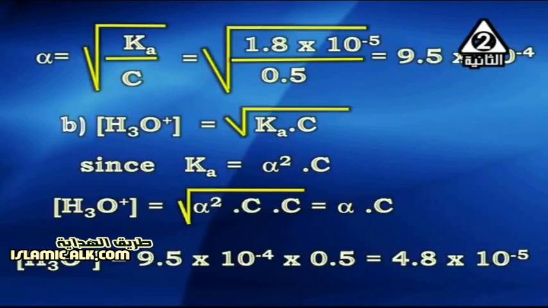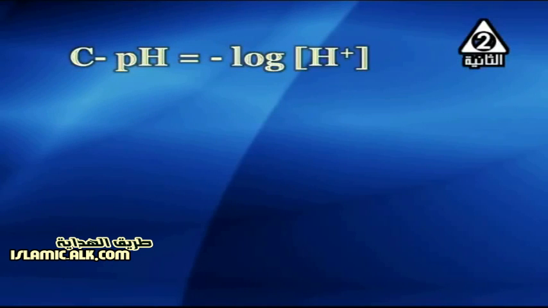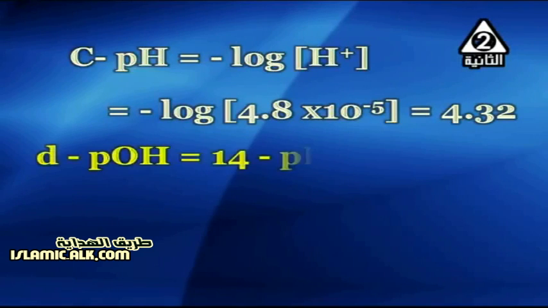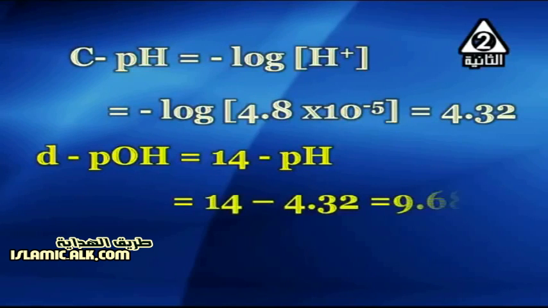So 9.5 times 10 to the power negative 4, which is the degree of dissociation alpha, and the concentration of the acid is 0.5. Multiplying them gives the concentration of hydronium ion, which equals 4.8 times 10 to the power negative 5. So pH in this problem is negative log of the concentration of hydrogen ion. So negative log 4.8 times 10 to the power negative 5 equals 4.32. Then pOH of the solution equals 14 minus pH. So 14 minus 4.32 equals 9.68.